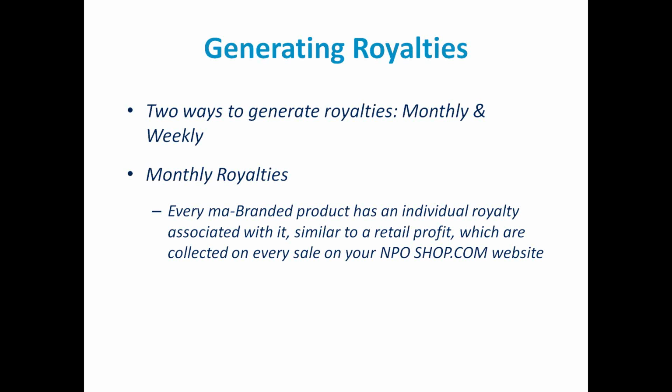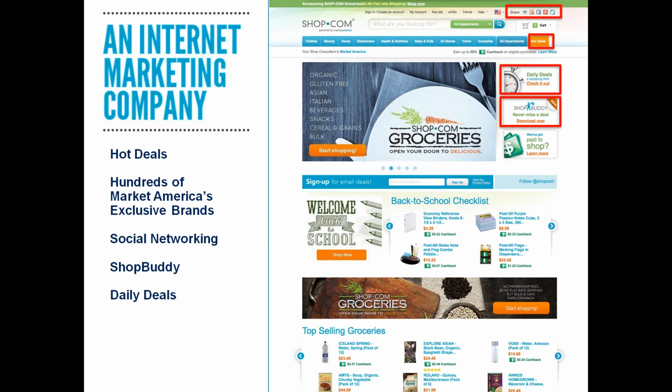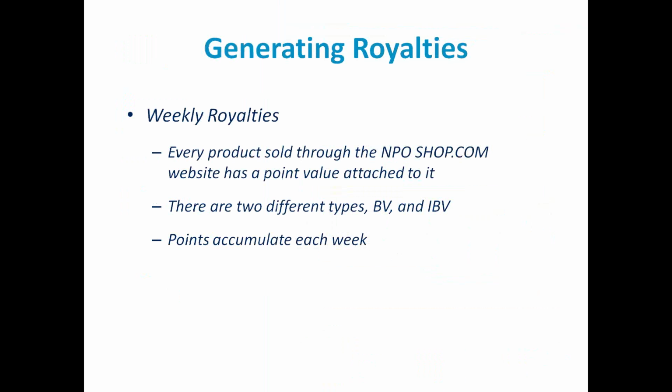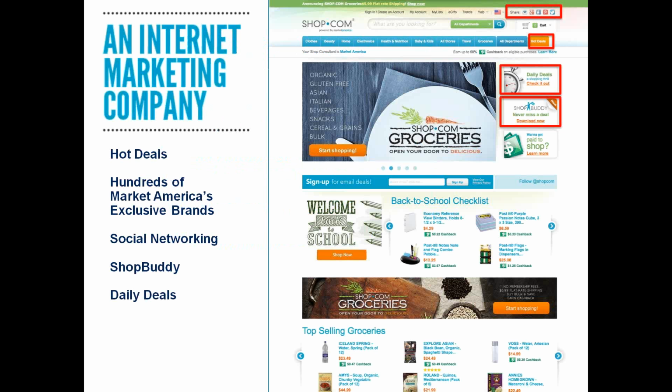There are two ways to generate royalties, monthly and weekly. Monthly royalties: every Market America branded product has an individual royalty associated with it, similar to a retail profit, which are collected on every sale on your shop.com/nonprofit website. And then the weekly royalties: every product sold through the NPOshop.com website has a point value attached to it. There are two different types, BV, which is business volume, and IBV. And points accumulate every single week.